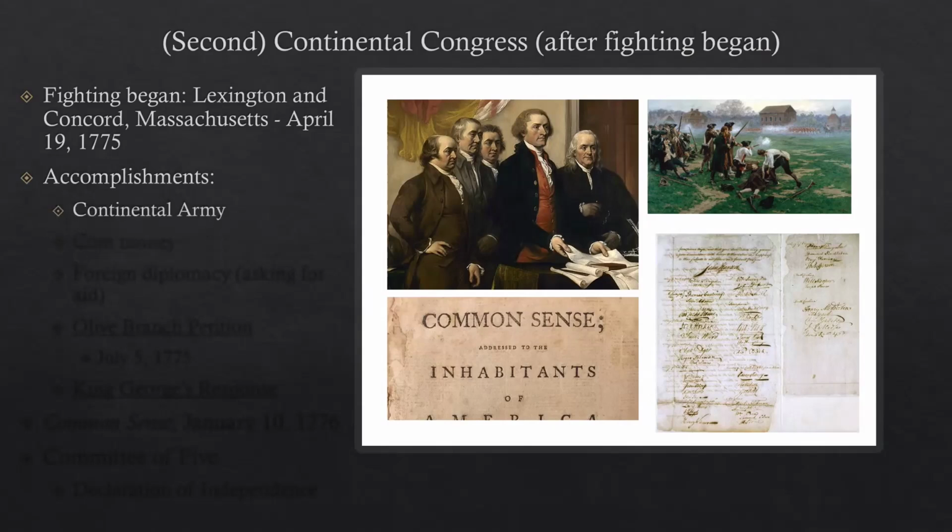Fighting has begun, so they organized a Continental Army. And this is not like the armies of today. These are your Minutemen. You might have heard of them from your high school history classes, the farmers who had guns and were required to step up at a minute's notice to fight for their colony. They formed a militia, and they were not well trained, and they were not well supplied, but they were willing to fight for the cause. And so they were organized by a new military leader, George Washington.